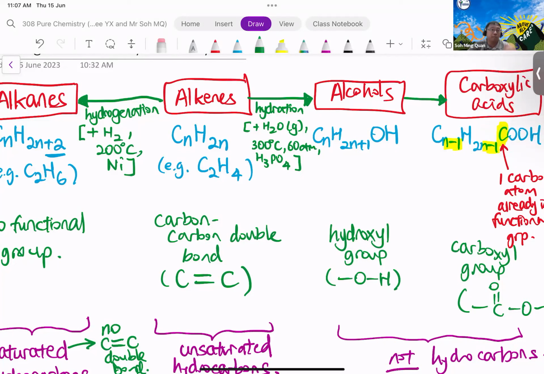Alcohols undergo some reactions: combustion, oxidation, esterification. Which reaction allows me to go from alcohol to carboxylic acid? That is oxidation. This is where I use acidified KMnO4.